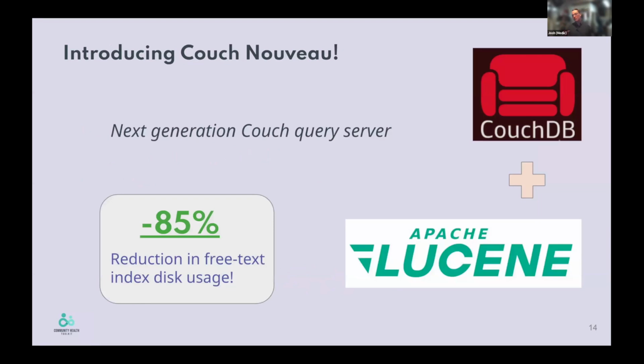Because of all of this, we started looking at, okay, what can we do to make the free text search indexes take less disk space? And here we are. Couch actually has support for a query server, and the Couch team calls this Couch Nouveau. That's their name for the query server, and this thing is built using the Apache Lucene library.